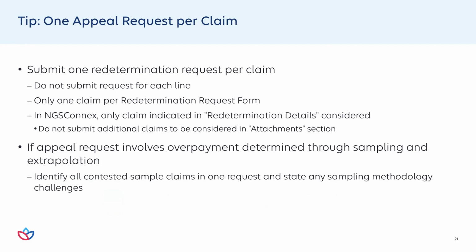So you're not going to submit additional claims to be considered in the attachments section. We're telling you this because we've seen it happen. So once again, only the claim that's indicated in redetermination details in NGS Connects is going to be considered, and you're not submitting additional claims to be considered in the attachments. So if your appeal request involves an overpayment that's determined through sampling and extrapolation, you're going to want to identify all contested sample claims in one request and state any sampling methodology challenges that were encountered.